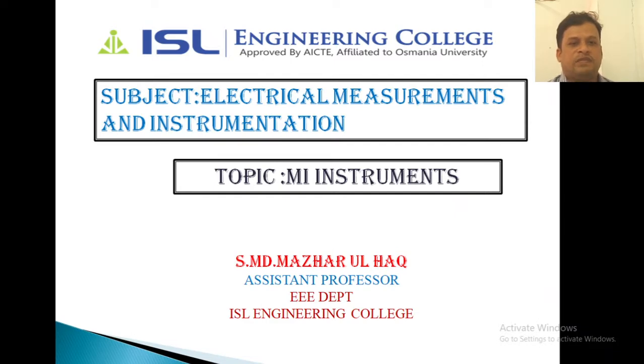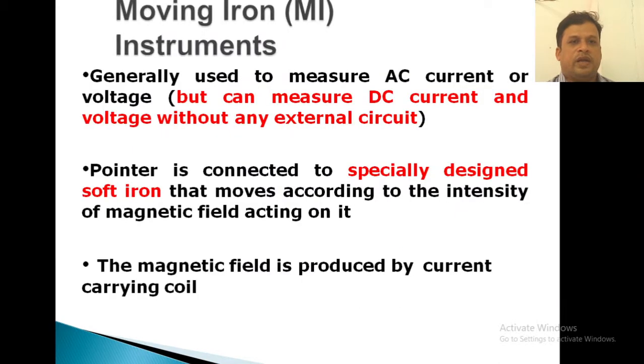In the previous class, we studied the PMMC instruments, and we are going to study the MI instruments today. So let's take the topic, MI instruments. Moving iron instruments, or MI instruments for short, are generally used to measure AC current or voltage, but they can measure DC current and voltage without any external circuit. So what is a moving iron instrument?